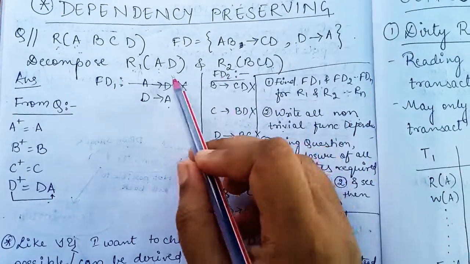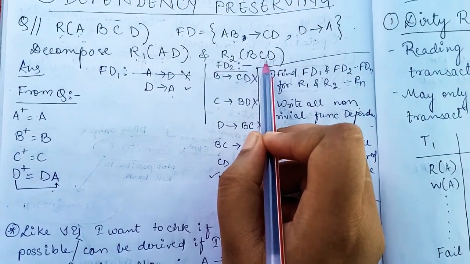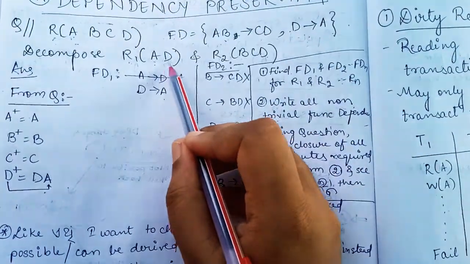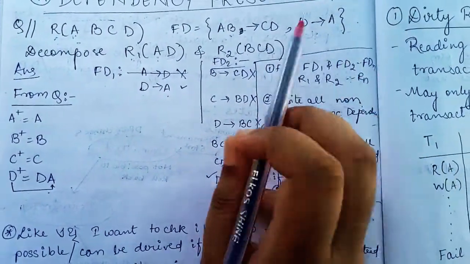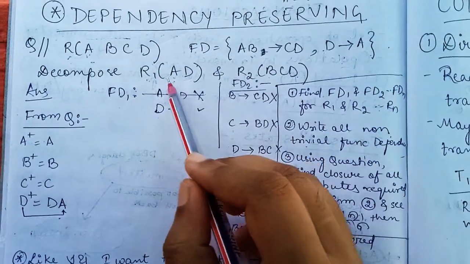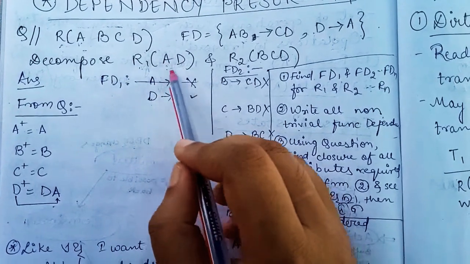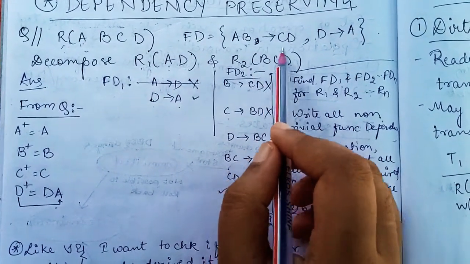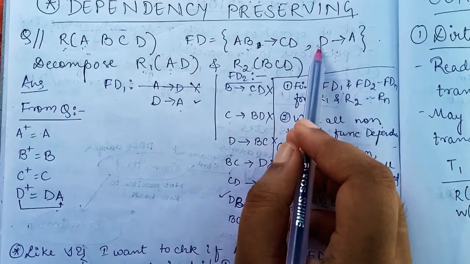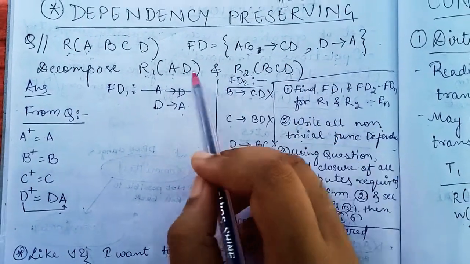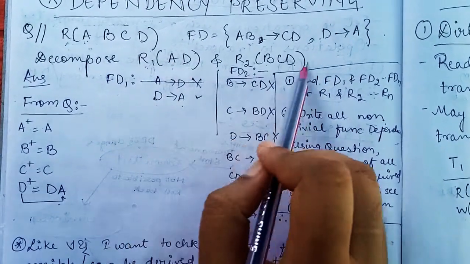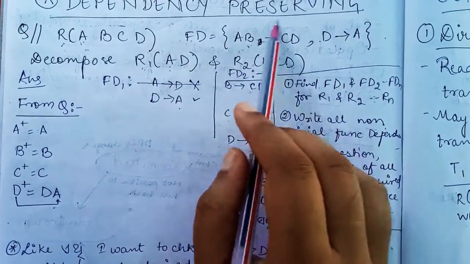Second condition is their intersection should not be equal to null. That is, they should have something in common, and they have this D. And the third condition is whatever they have in common should be a key or super key of either relation. So first of all we need to find D plus. If we find D plus, then we will get DA. So it is the super key for this, therefore this decomposition is a lossless decomposition.